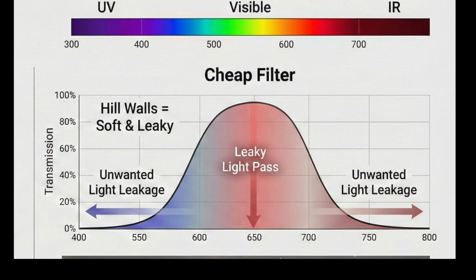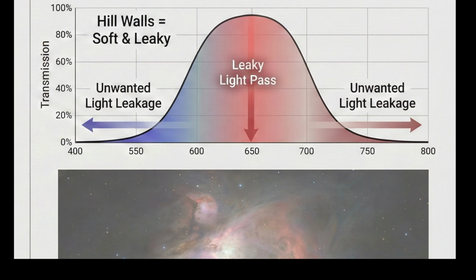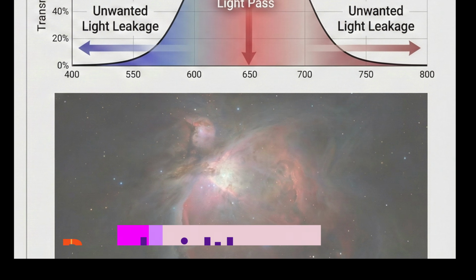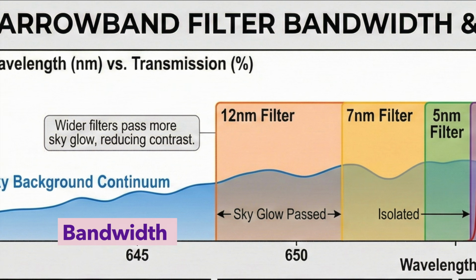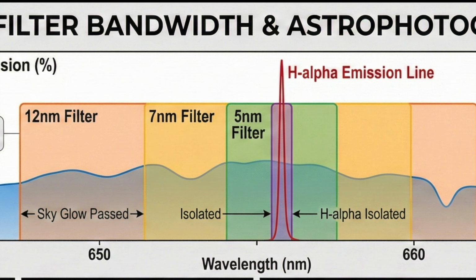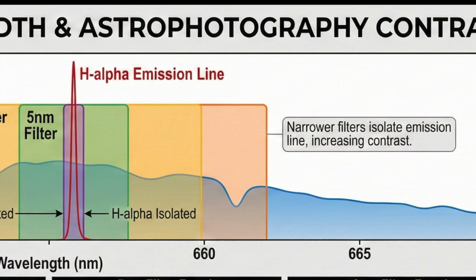In astrophotography, even the smallest leak of unwanted light can wash out the contrast you've spent hours capturing or bury a faint nebula entirely. Bandwidth numbers, like 7 nanometers or 3 nanometers, are more than labels. They define the width of your filter's window. Narrower windows cut closer to the heart of an emission line.